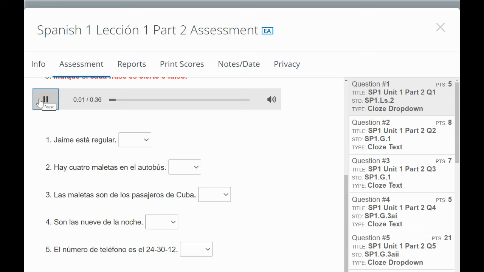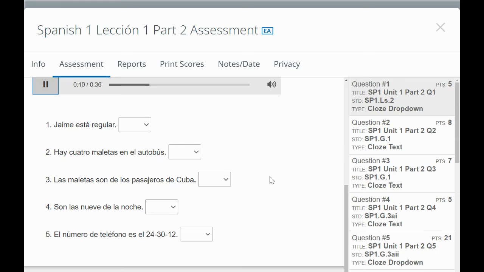Lección 1, prueba A. Hola, Marisa. Soy Jaime, el conductor del autobús. ¿Cómo estás? Yo estoy regular. Oye, hay un problema. Hay 3 maletas y un libro en el autobús. Las maletas son de los pasajeros de Costa Rica. Pero, ¿de quién es el libro? Son las 10 de la mañana y mi número de teléfono es el 24 30 12. Muchas gracias.